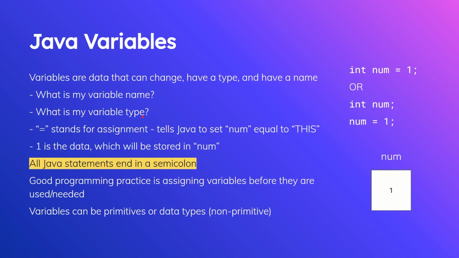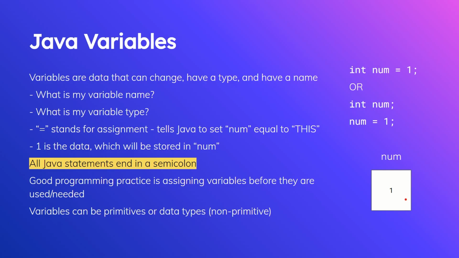And to break down this statement on the right, you can see that we have our data type, which is int. And then we have the name of our variable, which is num. And then we have the equal sign. In this case, you want to think of it as an assignment. At the very right, we have our data value, which is 1. And it basically tells Java to set num equal to whatever's on the right. So our data is 1, so we assign it to num. And you can see that little box, that's the num box. And inside the num box, there's the 1.